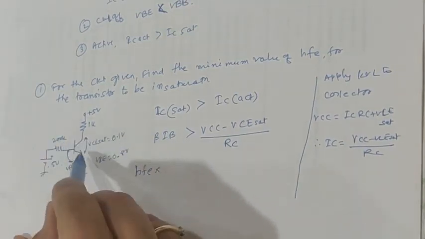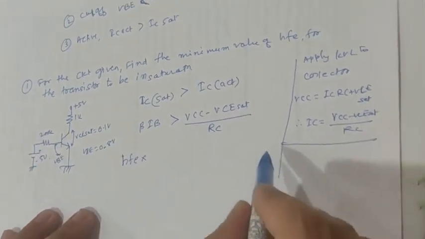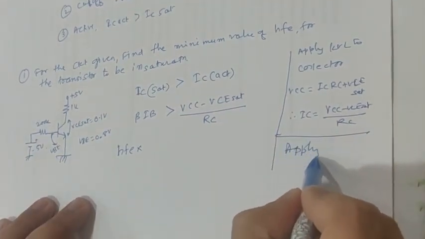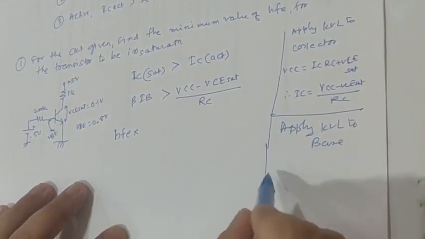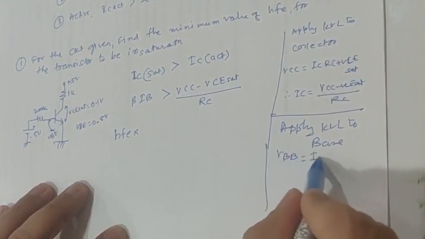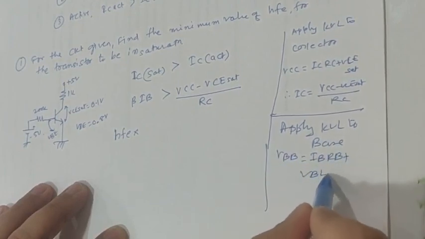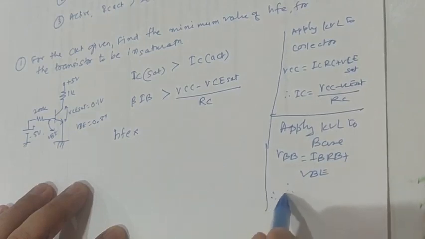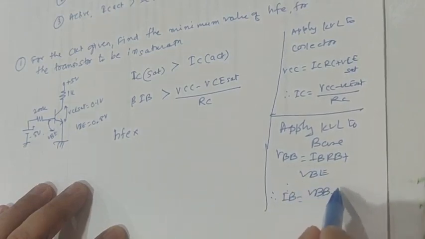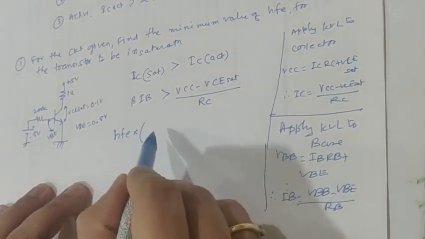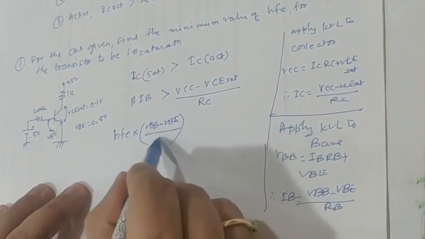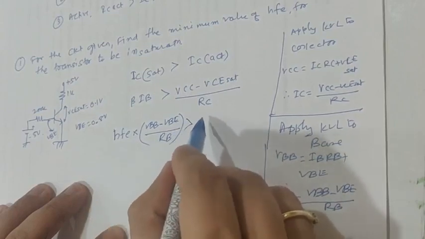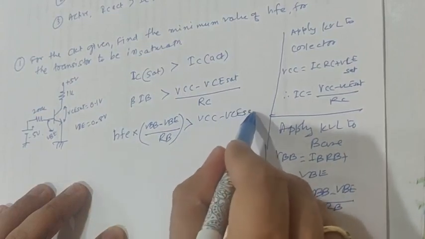So HFE times IB. How IB can be calculated? Again, I can apply the KVL to the base side. So apply KVL to base. It will be VBB is equal to IB RB plus VBE, and therefore IB will be VBB minus VBE divided by RB. So I can put it here, HFE multiplied by VBB minus VBE divided by RB should be greater than VCC minus VCE sat upon RC.